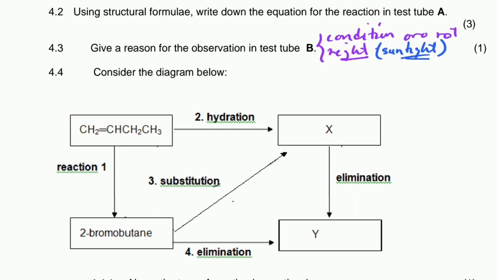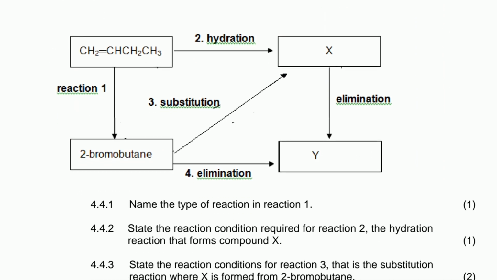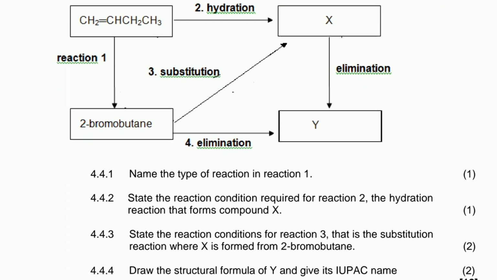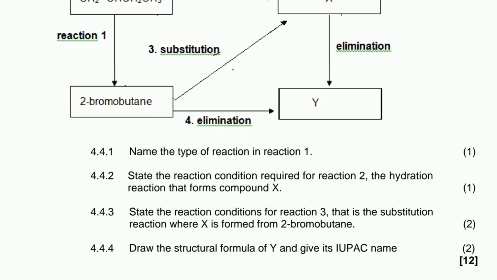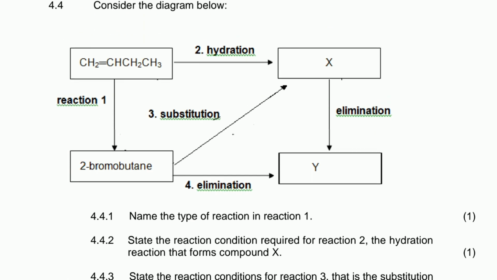Now consider the diagram below. These ones are the tricky questions because you have a flow chart, okay? Name the type of reaction 1. What is the type of reaction 1? And something important: we are going from a double bond, which is an alkene, let's write here alkene, to a haloalkane.